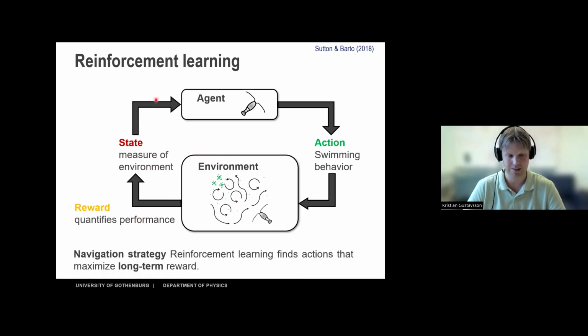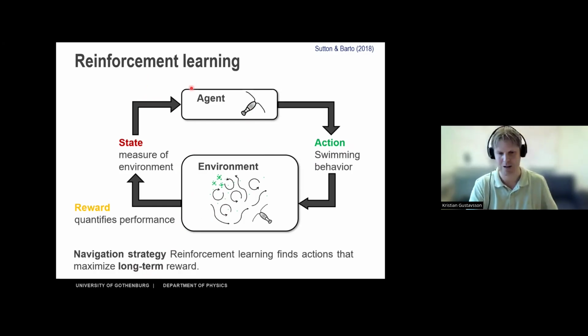And in reinforcement learning, we can optimize these rewards, we can produce a navigation strategy where we maximize the long-term reward that this copepod, or this agent, receives. It is important that it's long-term, so you can do suboptimal actions in the short run, and in the long run, that will lead to a better performance. So that's quite essential in reinforcement learning. You don't just do a short-sighted optimization. It's really optimizing a long-term goal.